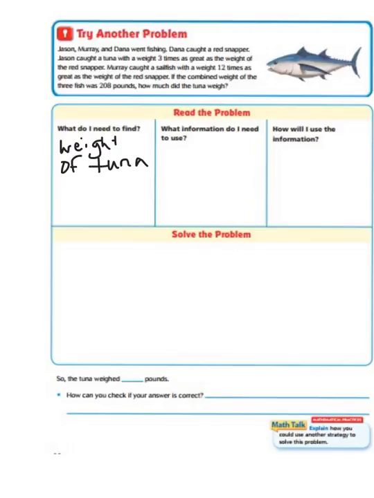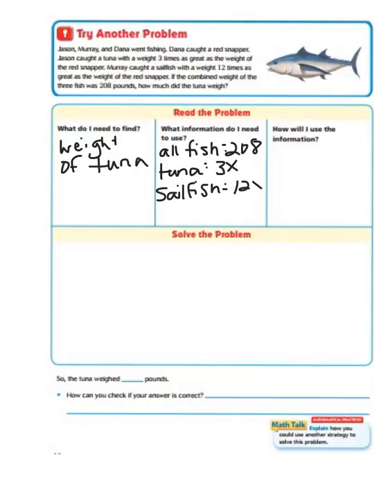Now, what information do we need to use? We need to know that all fish weighed equaled 208 pounds. The tuna was 3 times as great as the weight of the red snapper, and the weight of the sailfish was 12 times the weight of the red snapper. So how are we going to use it? Well, we are going to draw a diagram.